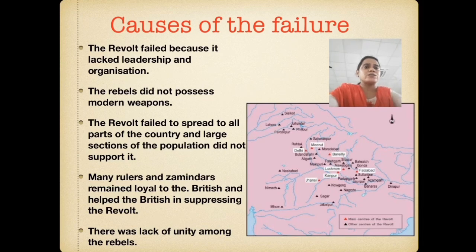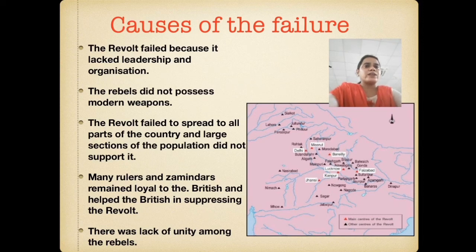Many rulers and zamindars remained loyal to the British and helped them in suppressing the revolt. The educated class, moneylenders and zamindars were against the revolt. The educated people thought that the British government was bringing about reforms and progress which was good for the country. There was also a lack of unity among the rebels.